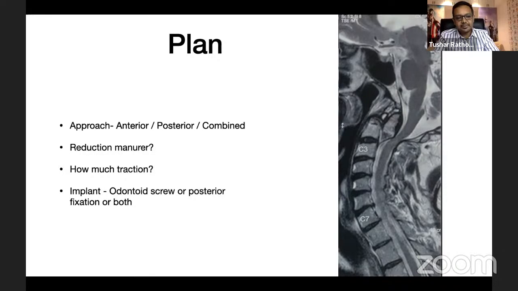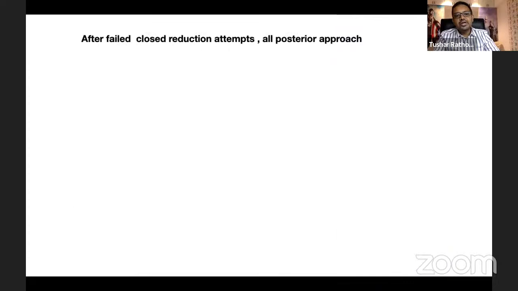So we tried to do a closed reduction attempt in this case. The patient was 10 days old. We tried to do an awake reduction. We could not get any reduction in spite of doing all the maneuvers, traction. We also applied Gardner-Wells tongs slightly anterior to give a flexion vector after a neutral traction, but unfortunately we could not. So we decided to go for an all posterior approach for this case after a failed attempt at reduction, which is the routine standard one should do for this case.